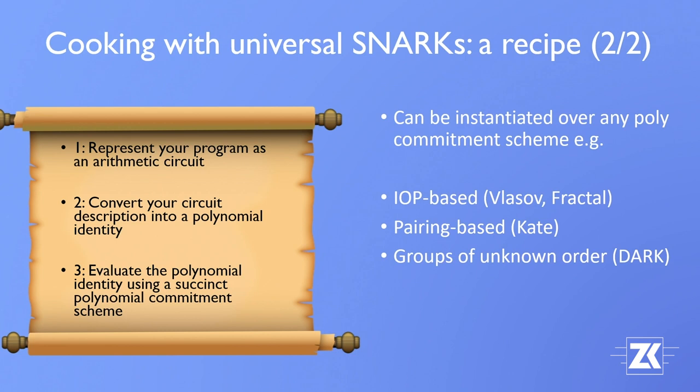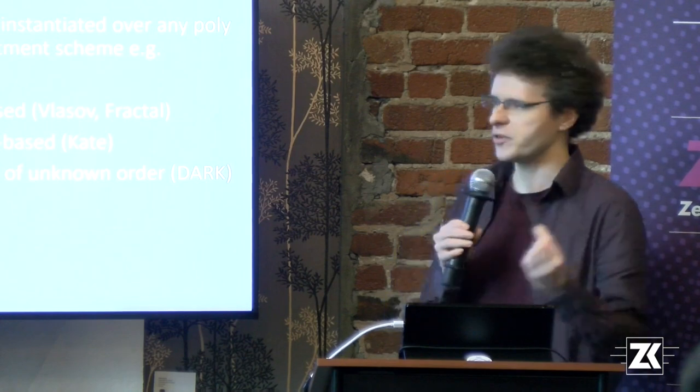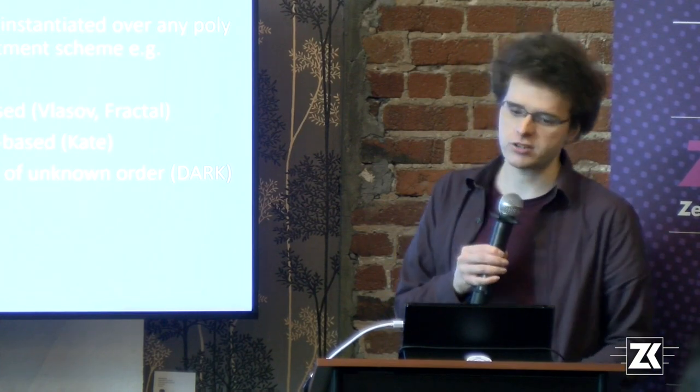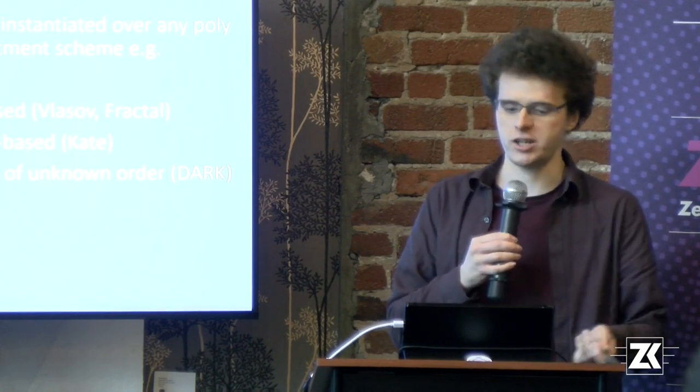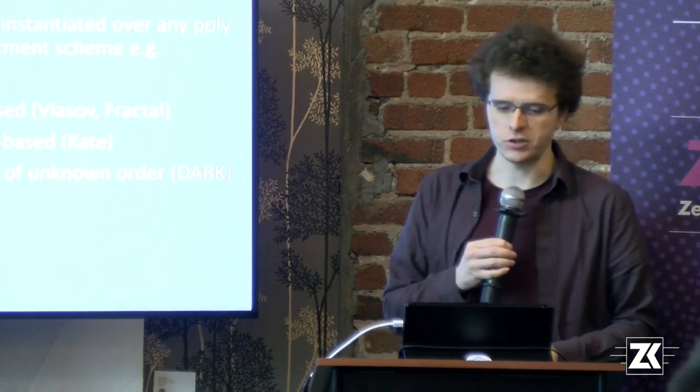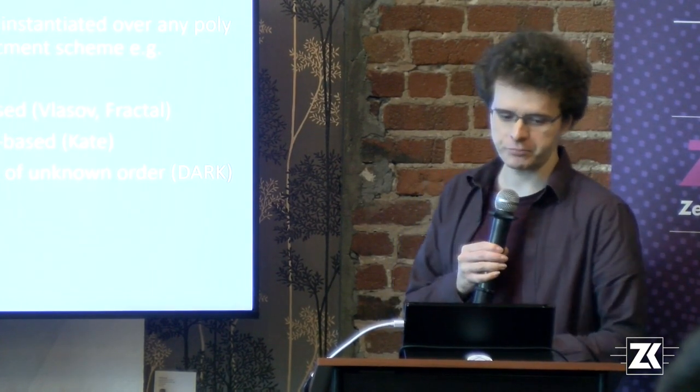This can be instantiated over any polynomial commitment scheme. So Plonk, like Marlin, is completely divorced from the underlying cryptographic primitives that you use to commit to these polynomials. You can use an IPA-based scheme, like the one that Alexander Vlasov and the Matter Labs guys put out, or Fractal, pairing-based with KZG, or even groups of unknown order with the new DARK protocol that's come out recently.